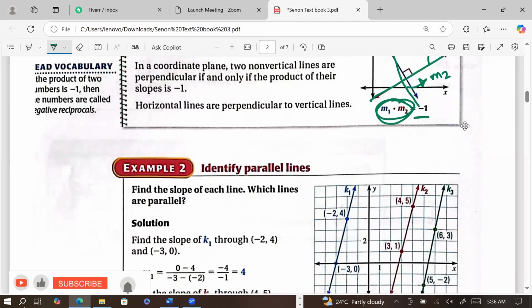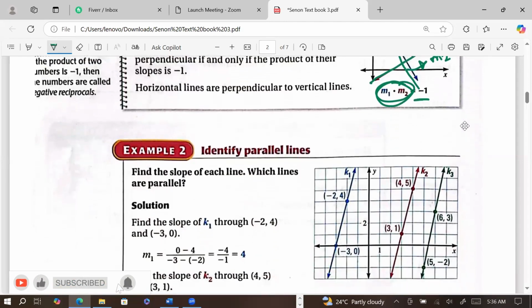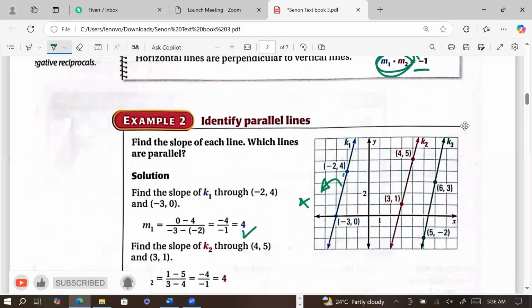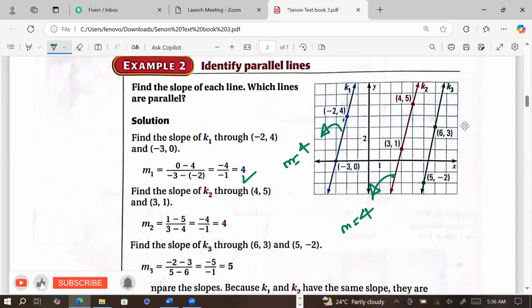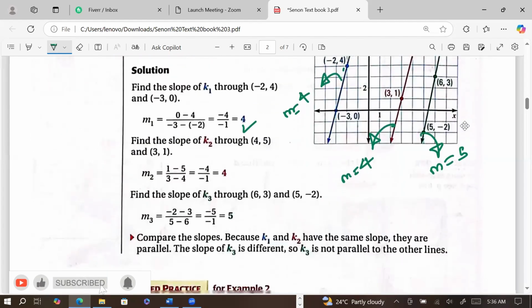Identify parallel lines. Find the slope of each line. Which lines are parallel? M1 is 4. K2 is 4, m equals 4. M3 is 5. So which lines are parallel to each other? K1 and K2. This is not parallel. Good.